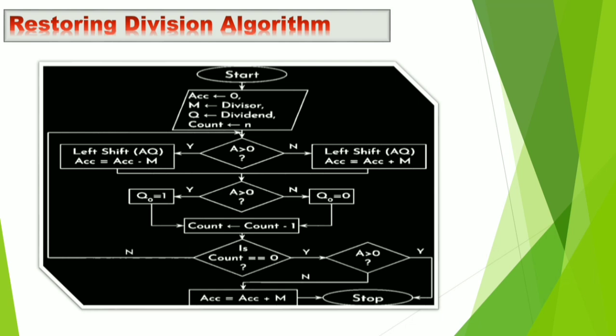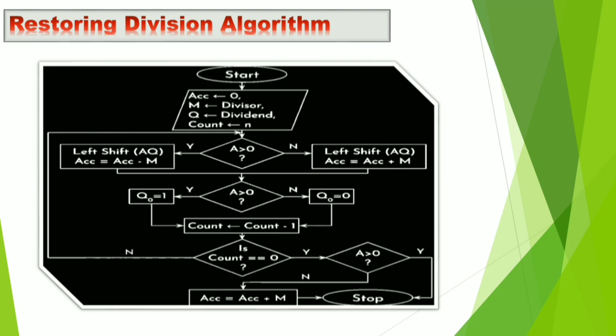And then next, step 3, checking the result. If the result is positive, we set the corresponding bit of the quotient Q to 1. If the result is negative, we restore the previous value of the accumulator and set the corresponding bit of the quotient to 0. Then next step, repeating for each bit. This process is repeated for all the bits of the dividend.